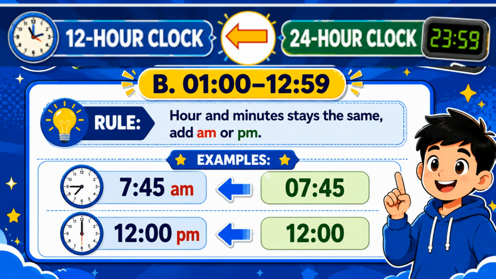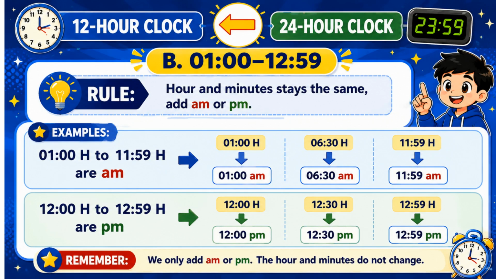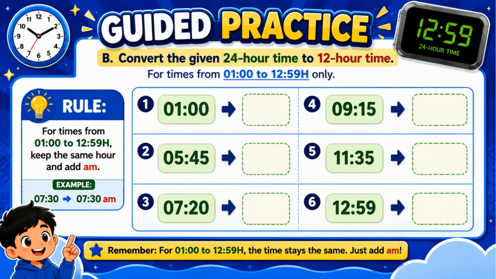0745 becomes 7:45 AM. The hour and minutes stay the same. We simply add AM. Next, 1200 becomes 12 p.m. Again, the numbers stay the same, but since it's 12 noon, we add p.m. Remember, from 0100 to 1159, keep the time the same and add AM. From 1200 to 1259, keep the time the same and add PM.